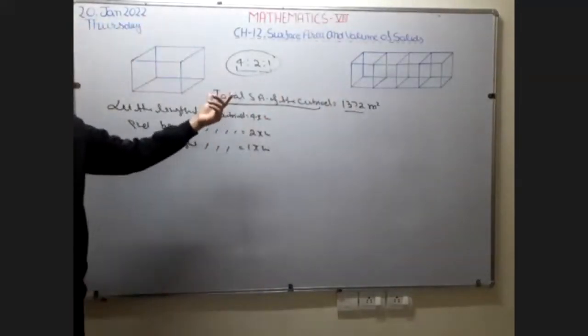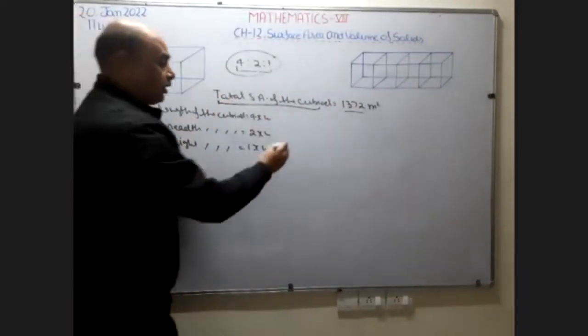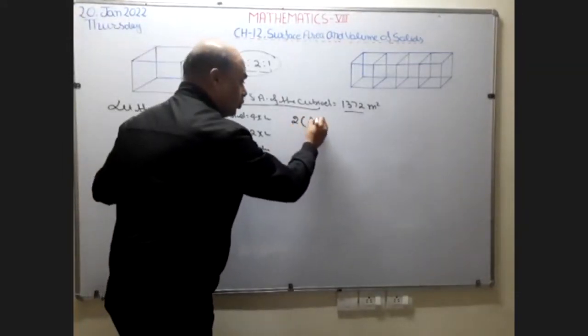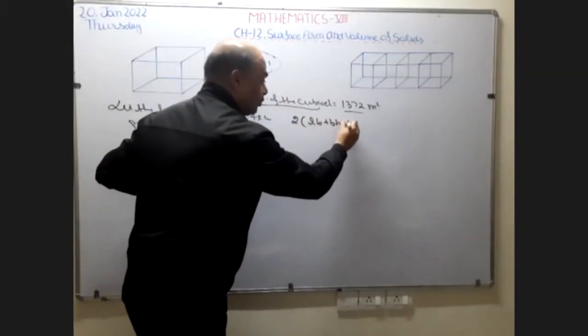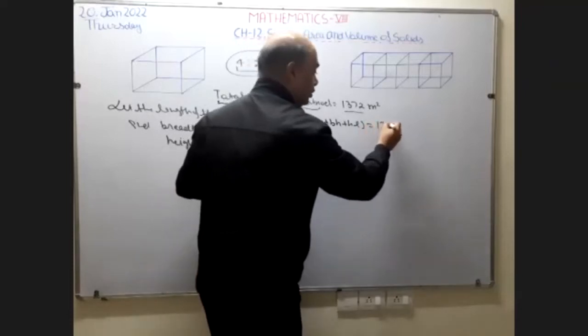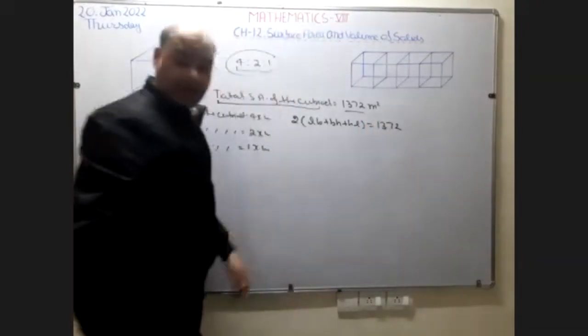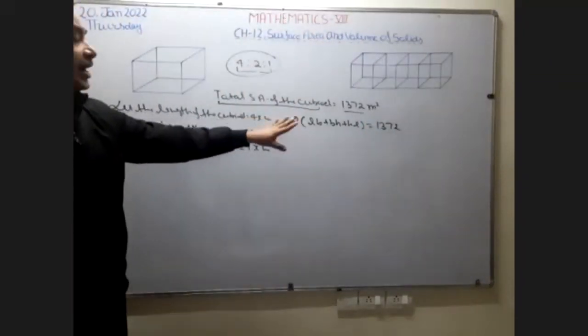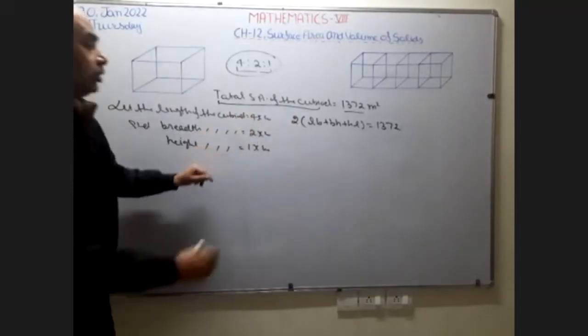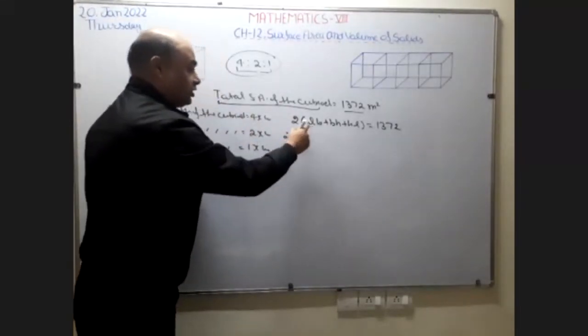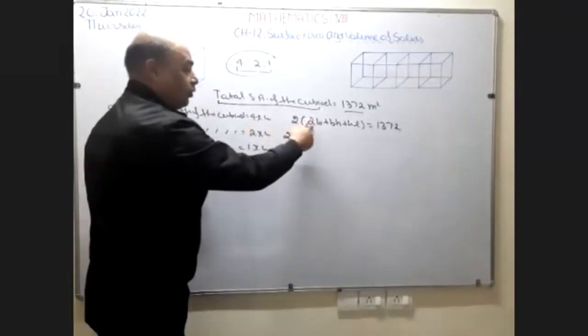So for the total surface area, I'm going to use the formula. What is the formula? 2 into (LB + BH + HL) is equal to 1372. Now length, breadth, and height are given, so use these values. The 2 is going to remain the same. What is length? 4x. Right? What is breadth? 2x.